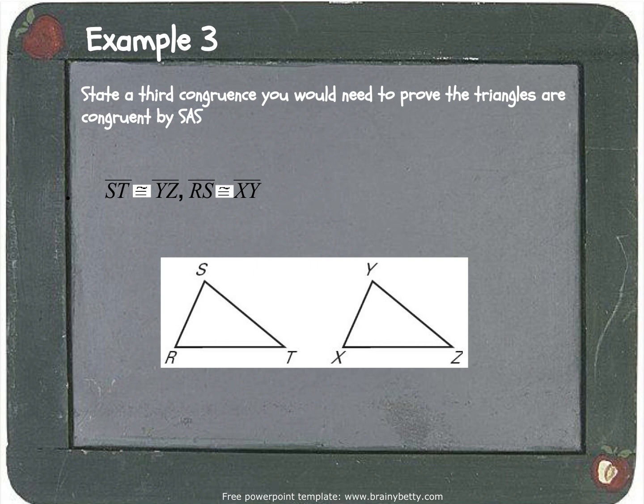All right, looking at this one, I'm gonna go ahead and label what you should have labeled. I'm gonna kind of highlight it. So in blue, you should have had ST is congruent to YZ. That's the first one you should have had. And then the next one is RS is congruent to XY. Where would I put my angle mark?